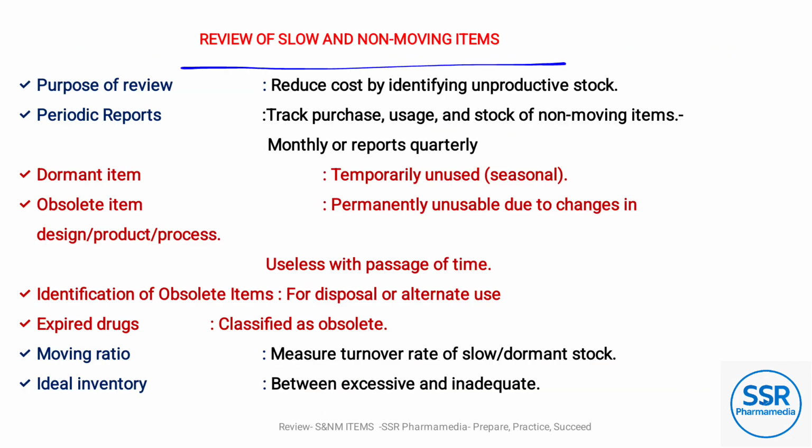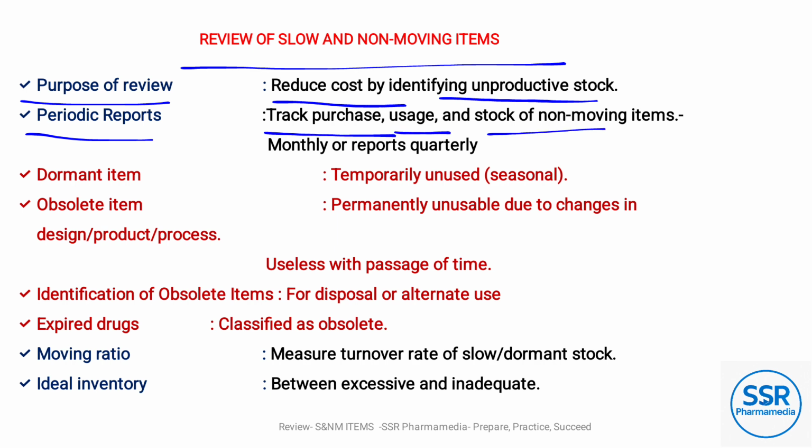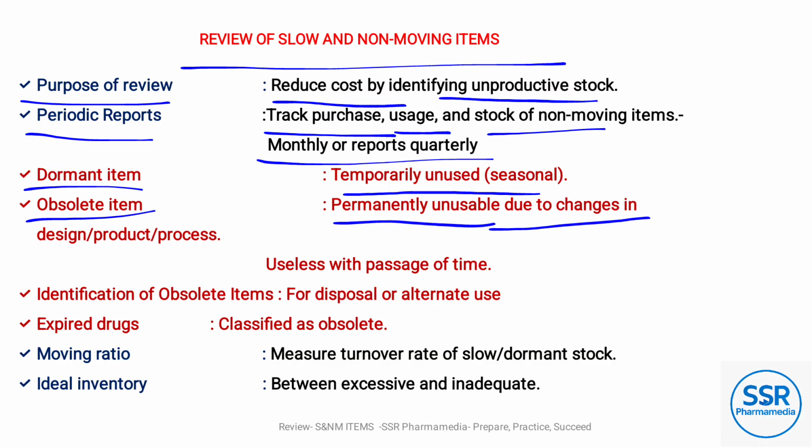So, review of slow and non-moving items. The purpose of the review is to reduce cost by identifying unproductive stock. Periodic reports track purchase, usage and stock of non-moving items, monthly or quarterly. Dormant item means temporarily unused. Obsolete item is permanently unusable due to changes in design, product, process.